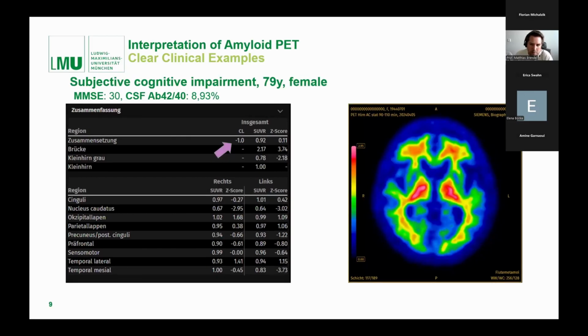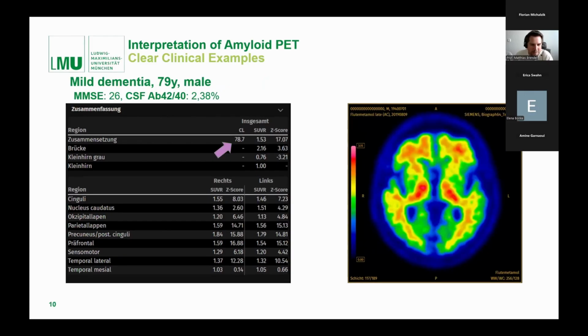And also now with the software tool, one clear negative example. Subjective memory impairment, 79-year-old female. The A-beta ratio was also quite above 7.1, so also negative. MMSE was still 30, and you can see that the quantification nicely reflects what you can clearly see visually in this case. So for these cases, of course, you don't need the magic of a quantitative tool because you could also read them visually, but there are different cases, and we will come to those soon.